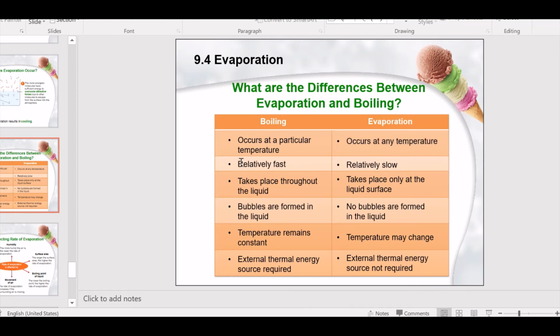Now, boiling is a fast process. You can see that the bubbles are being formed during the process. Very rigorous. It's a very fast process, but evaporation takes time. To dry your clothes, you need to hang them outside for some time.